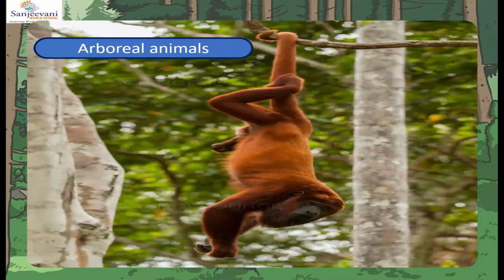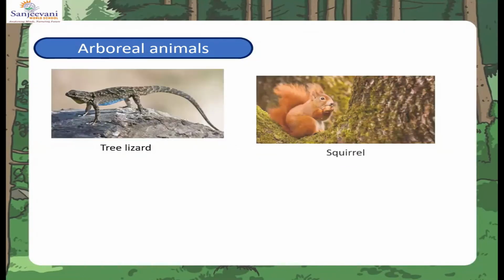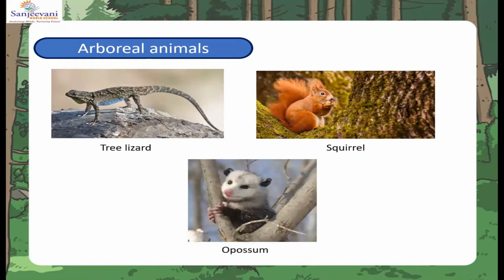Other arboreal animals such as tree lizard, squirrels, and opossums have strong claws to support them while climbing the tree. They also have spines or plates on their body to prevent them from slipping.